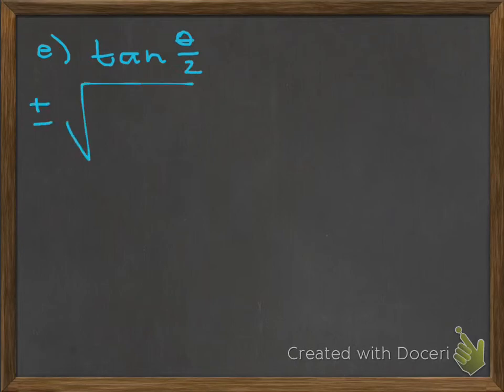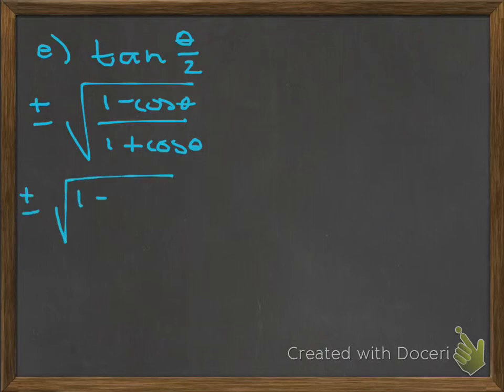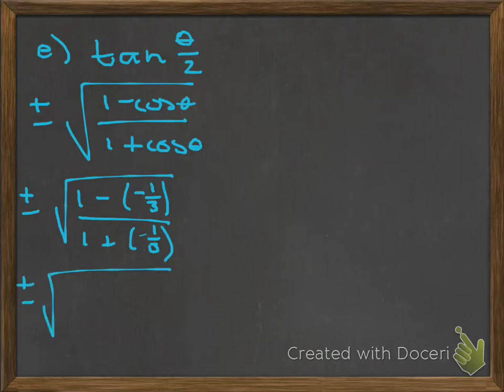So tangent of theta over 2, the formula for that is plus or minus the square root of (1 minus cosine theta) over (1 plus cosine theta). So I have plus or minus 1 minus a negative 1/3 over 1 plus a negative 1/3. So both of those 1's are going to get changed to be 3 over 3, obviously. So 3 over 3 minus a negative 1/3 over 3 over 3 plus a negative 1/3.